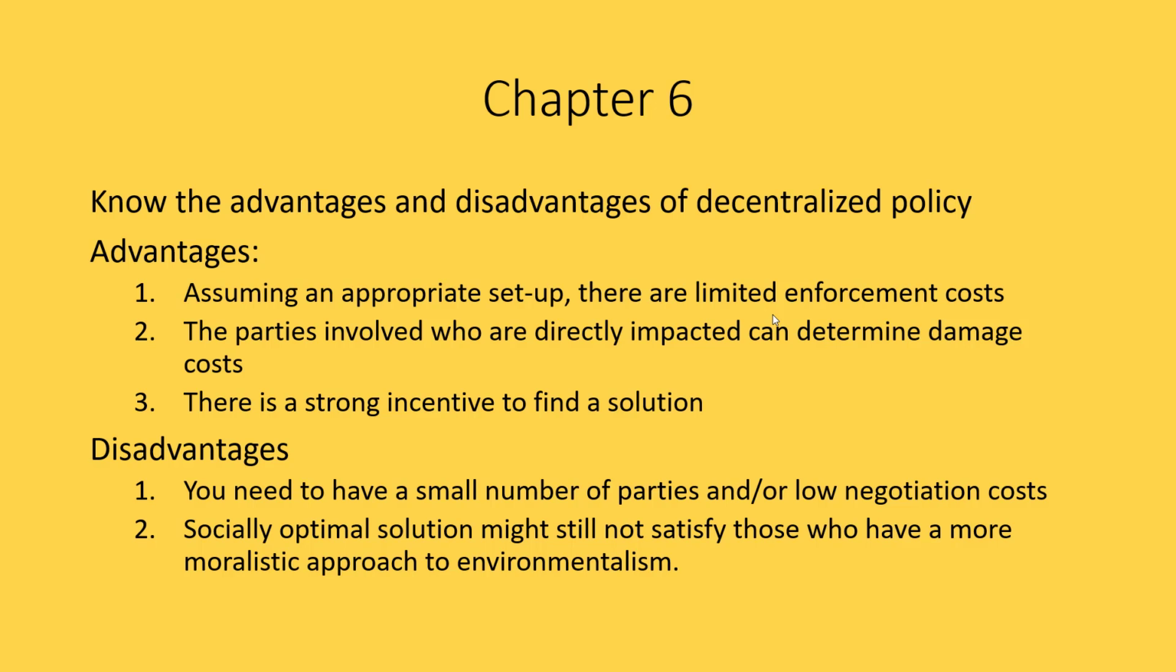Now, some disadvantages of this decentralized policy is that appropriate setup means that you have to have a small number of parties and/or low negotiation costs to engage in that kind of stuff like Coasian bargaining, which we talked about in Chapter 4, and is a reason you might want to review that old material. Now, that small number of parties and low negotiation costs is a pretty big assumption. That's not something that often happens when we talk about environmental damage. So again, if you don't have this appropriate setup in place, then this decentralized policy where people can work stuff out for themselves without the government getting involved might not exist as much, right?